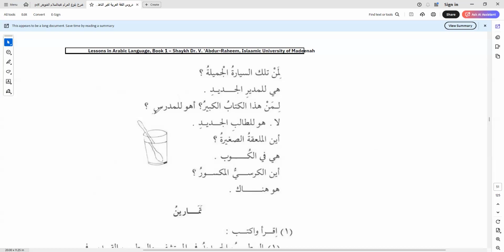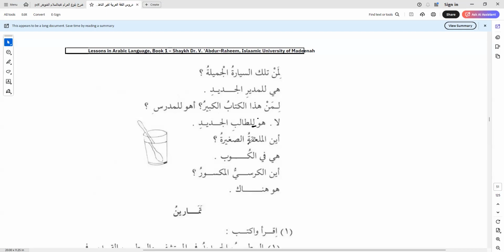هو للمدرس? Does it belong to the teacher? Or is it for the teacher? لا. No. هو للطالب الجديد. It belongs to the new student. الطالب. الطالب جديد. Remember, li serves as a preposition, so it makes the final vowel of the noun kasra. Lil, that's حرف الجر. لا هو للطالب الجديد.